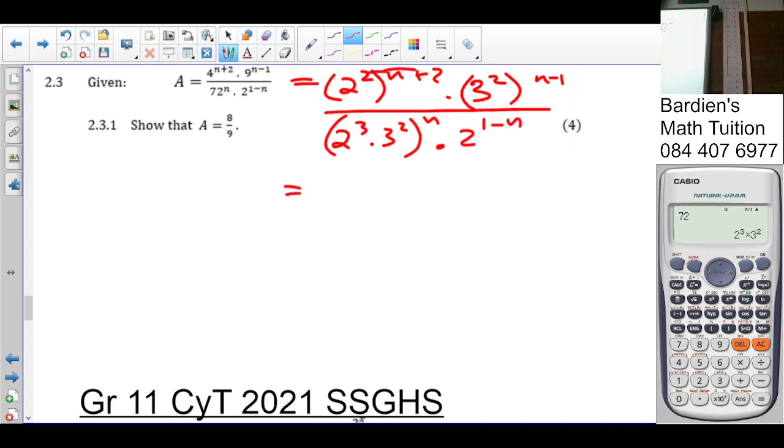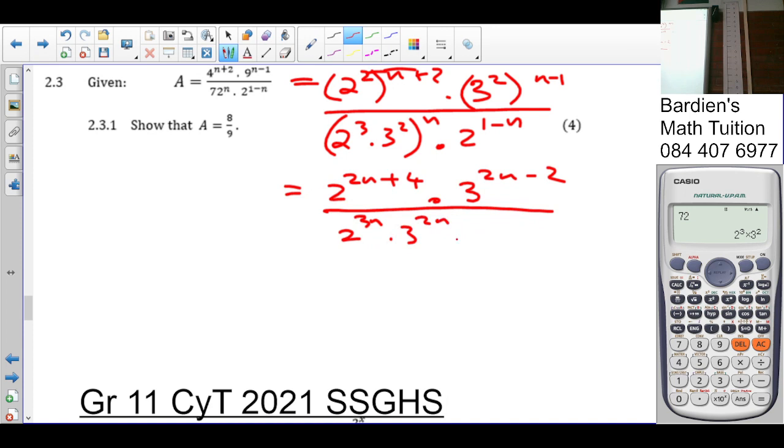Multiply, get rid of the brackets. So it's 2 to the 2n plus 4 times 3 to the 2n minus 2 all over 2 to the 3n times 3 to the 2n times 2 to the 1 minus n. When you multiply in bases the same, what do you do to the exponents? Am I moving too fast? No. When you multiply in bases the same, what do you do to the exponents? You add them, and if you divide, you subtract them.